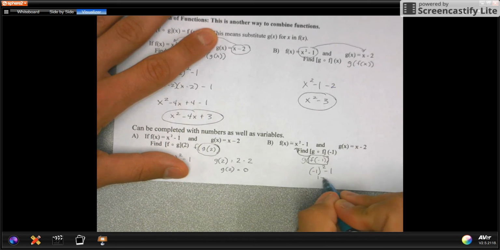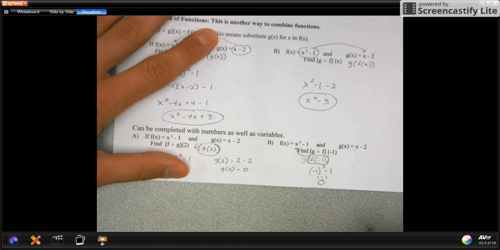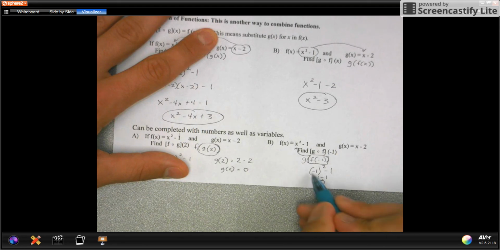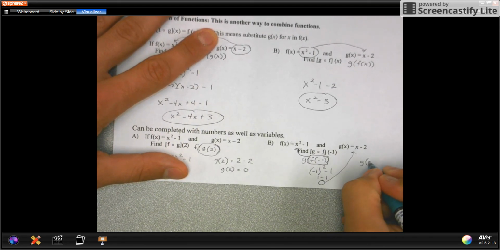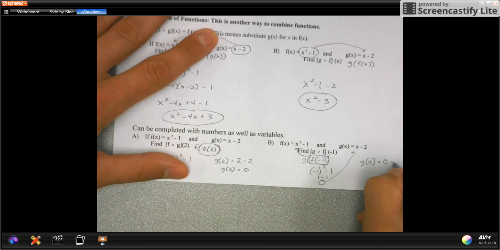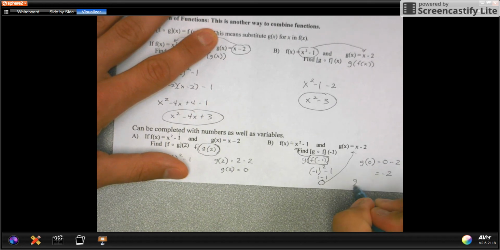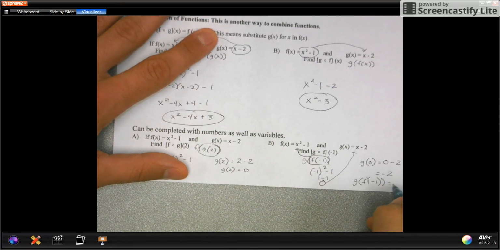That gives me 1 minus 1, which is 0. And then I'm going to take that 0 and plug it in for x in my other function. So I have g of 0 now. It's equal to 0 minus 2. So I get that this is negative 2. So g of f of negative 1 equals negative 2.